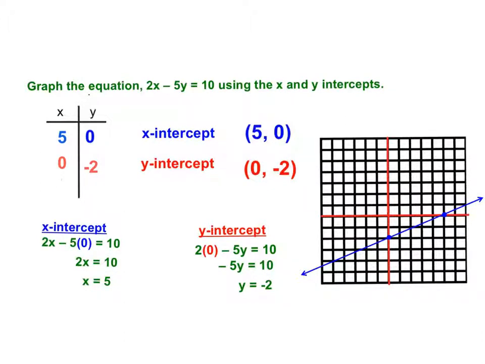A couple things I want to point out. Make sure when you graph your lines that you put arrowheads on the end. Don't just give me a line segment. Don't just assume that I know you know that it's supposed to keep going. If you put the arrowheads on it, then you'll know.